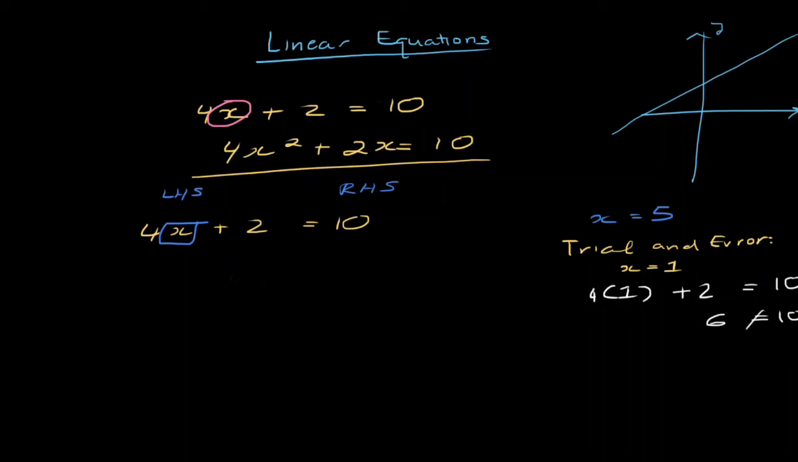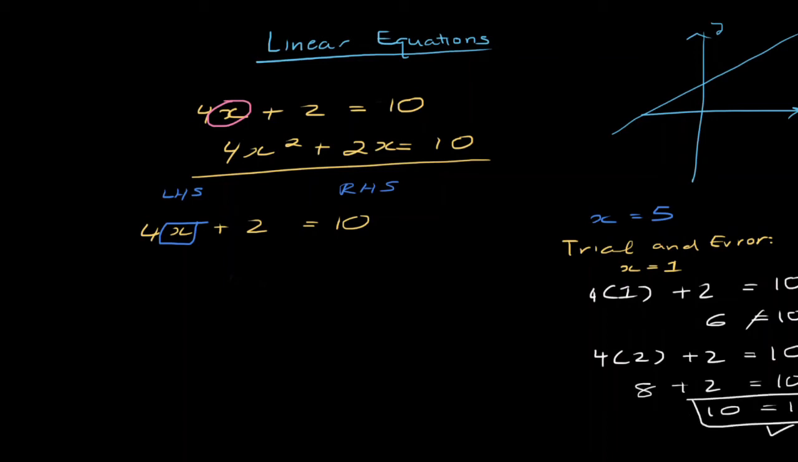And can x be 2? Let's try that. So 4 times 2 plus 2 equals 10, and you get 8 plus 2 is equal to 10, and 10 equals 10. So yeah, in this case, we actually did get it to be right. But imagine if you had to keep going up until 300,000, you wouldn't be able to do it. And it's not very efficient. So how do we solve a problem where we can figure out what x is?